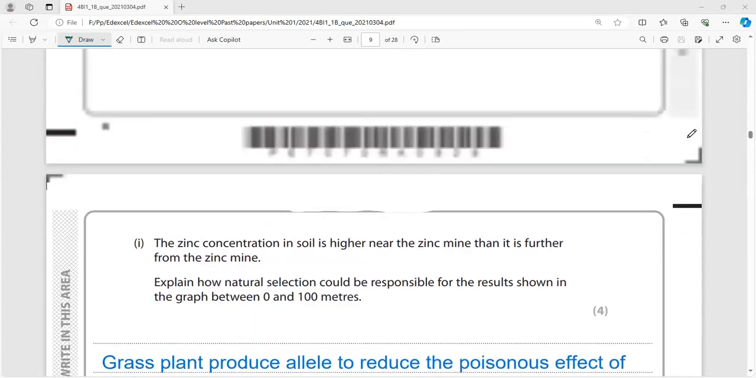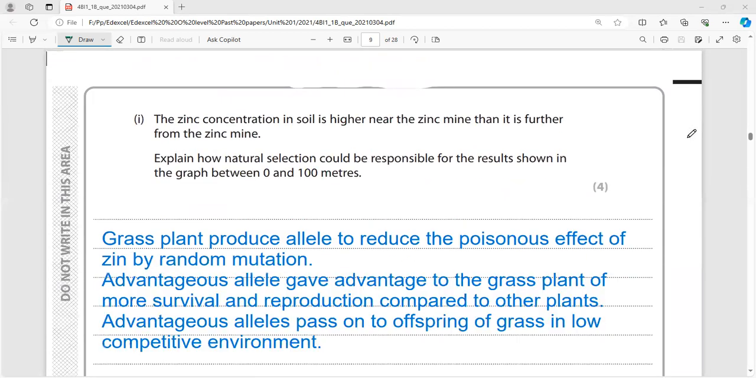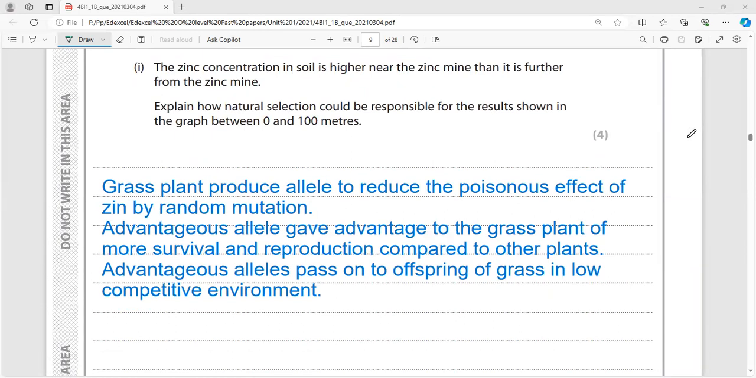For example, we can see in the graph from 0 to 100 that there's no difference. 100% of the surface area is covered by the population of the grass, which means this grass is adjusted to the zinc pollution. So now the question is, explain how natural selection works.